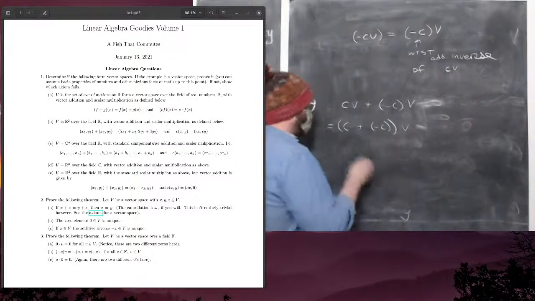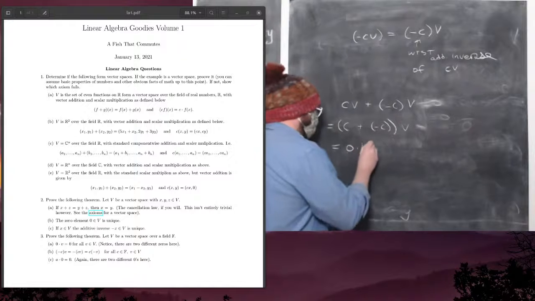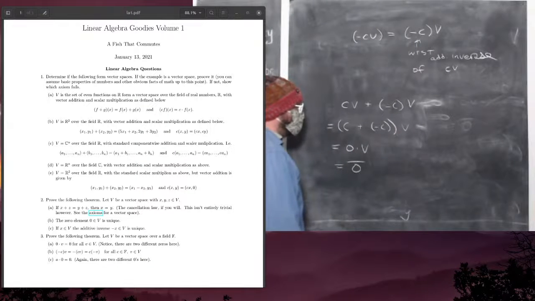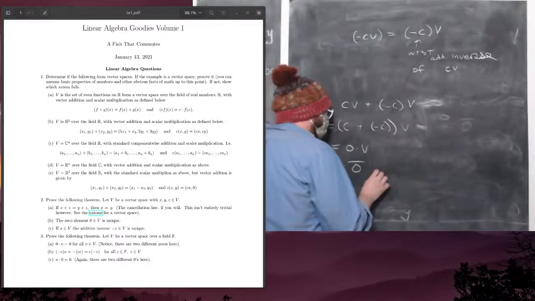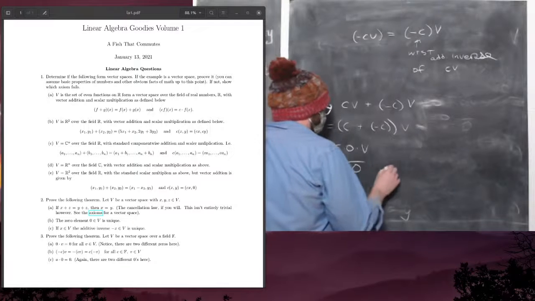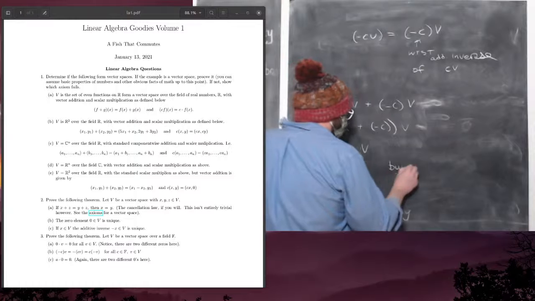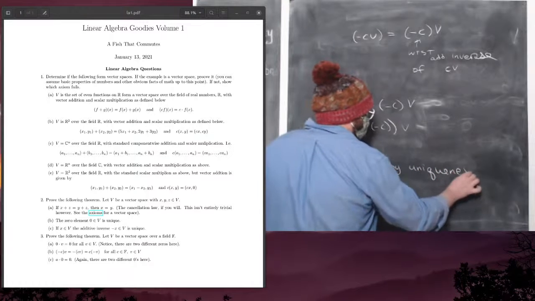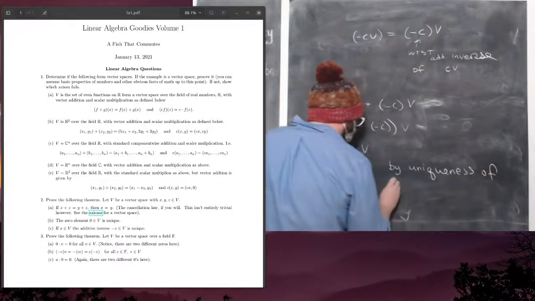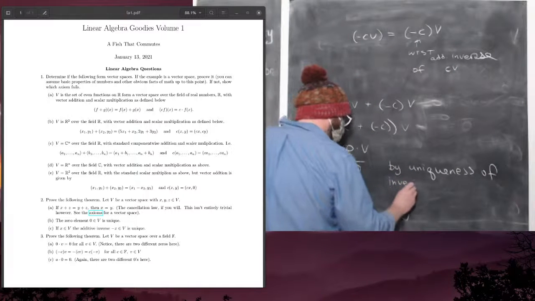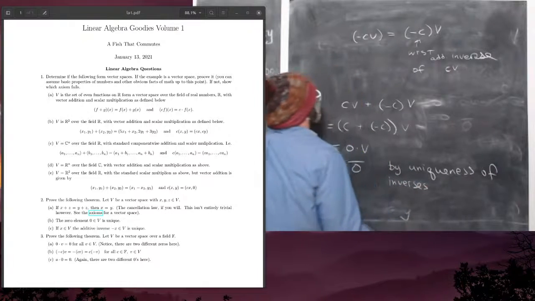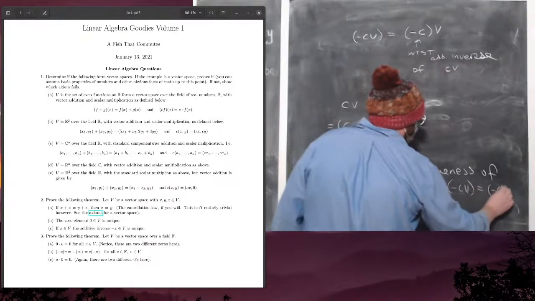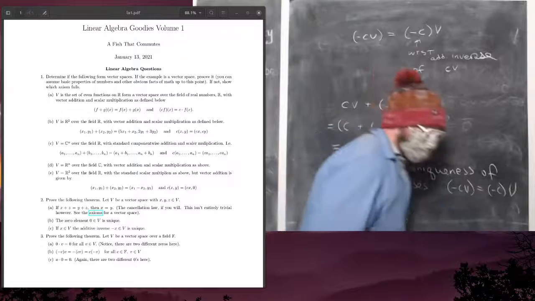And as we just proved a minute ago, that's the 0 vector. So because this is the 0 vector, by the uniqueness of inverses, negative CV equals negative CV.